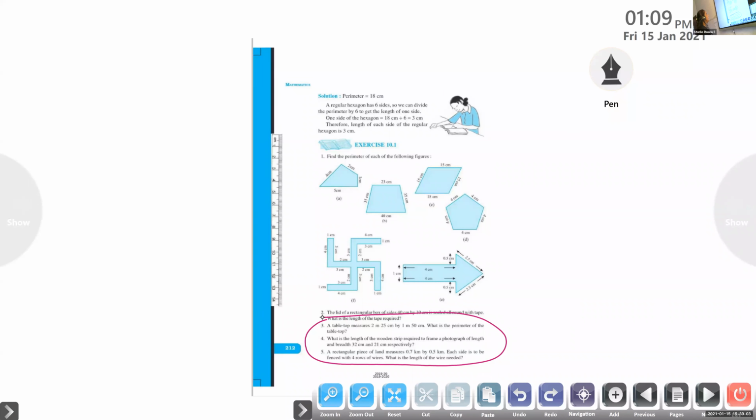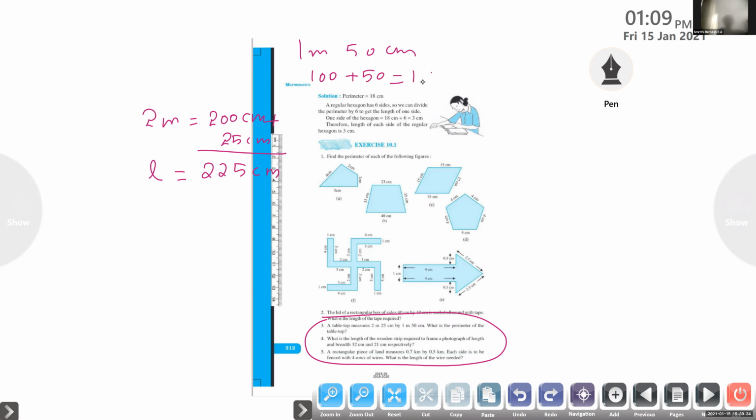Okay. So 2 meter 25 centimeter, 2 meter is 200 centimeter, plus 25 centimeter. So totally how many centimeters? 225 centimeters. So length is 225 centimeters and breadth is 1 meter 50 centimeter, which is 100 plus 50, 150 centimeter. So breadth equals 150 centimeter. So you have to find the perimeter.